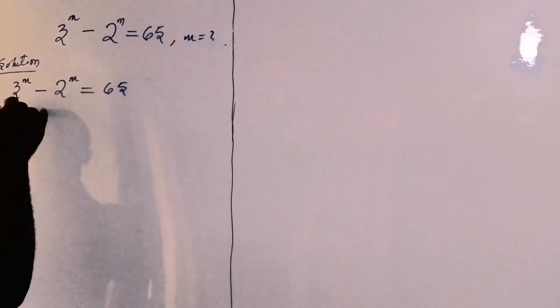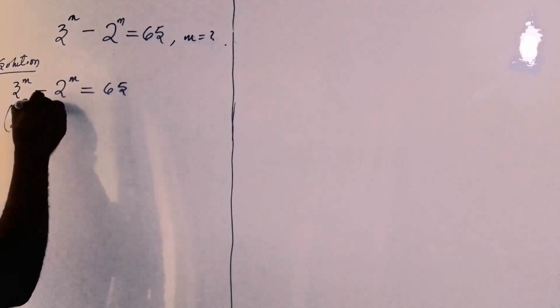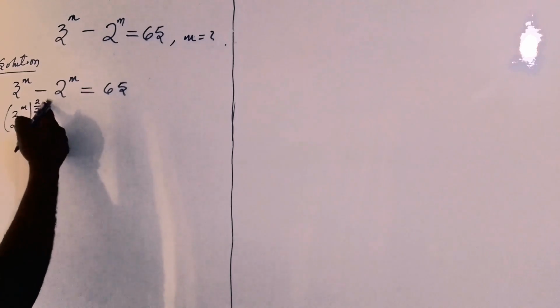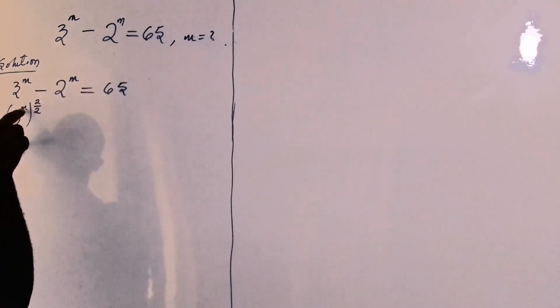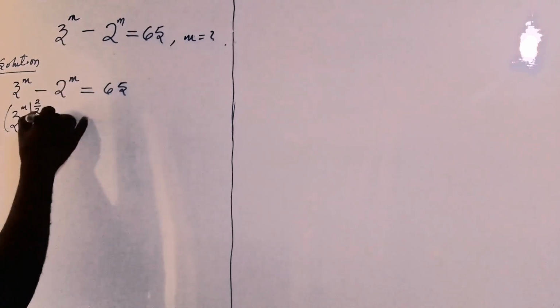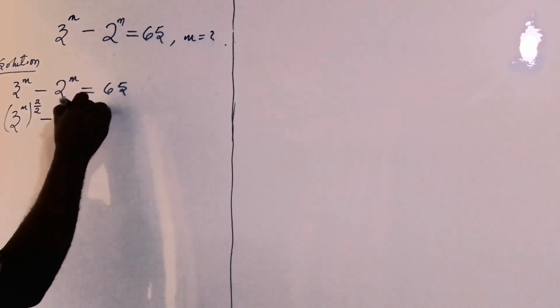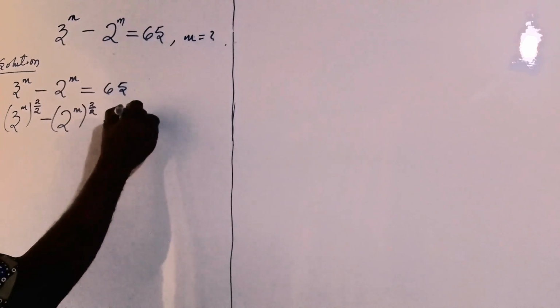So what I'm going to do now is to say 3 raised to power n, all raised to power 2 over 2. Of course, 2 divided by 2 is 1. And when you multiply 1 by n, it's going to remain as n. So I'm going to do the same thing to this, 2 to the power of n, all to the power of 2 over 2. That will give me 65.